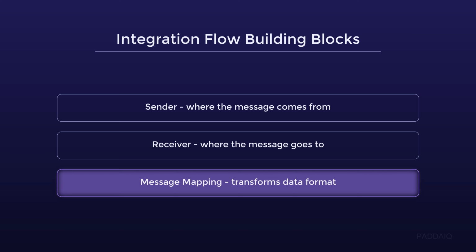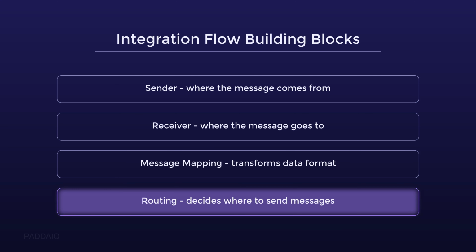Message mapping transforms data format. This means it converts data from one structure to another, like translating languages between systems. For example, converting a customer's JSON address from a web store into an XML format for SAP. This ensures seamless data exchange across different applications.